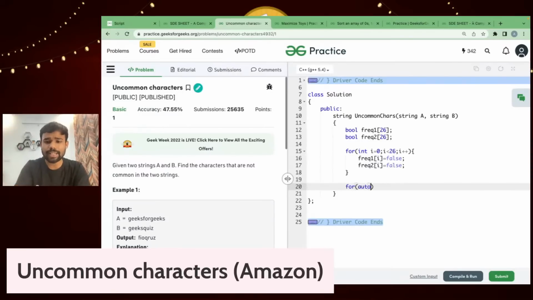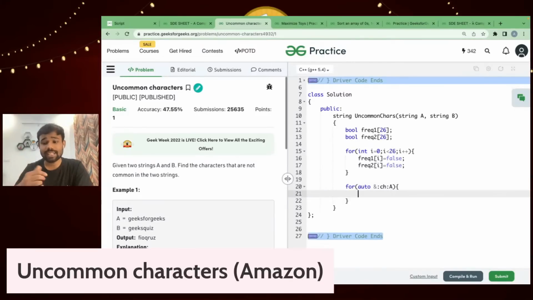We will first iterate the characters of the first string, and for those characters, we will increase the frequency in the frequency 1 array, because we have to find the frequency for characters which are present in both the arrays.